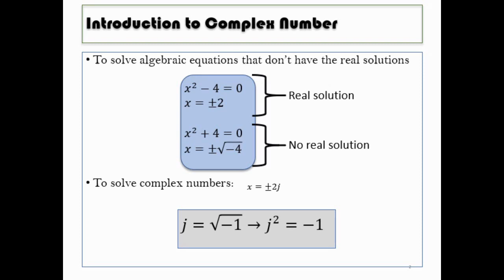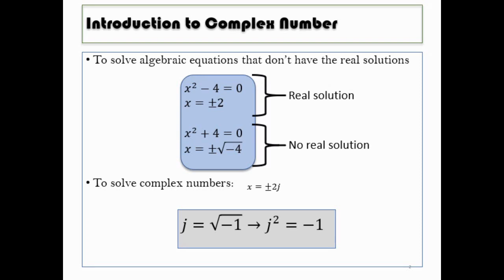First, a complex number is used to solve algebraic equations that don't have real solutions. For example, we have x squared minus 4 equals 0, so we will obtain x equals plus minus 2. However, for x squared plus 4 equals 0, we will obtain x equals plus minus square root of negative 4. Square root of negative 4 has no real solutions, meaning it's undefined, so when you use your calculator, you will get a syntax error. That's why we need complex numbers.